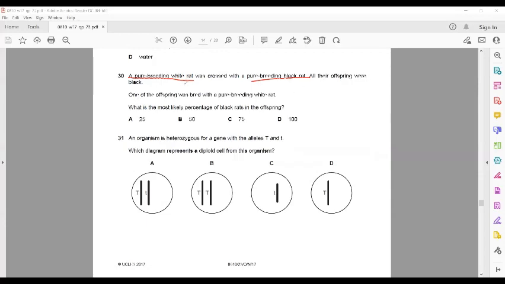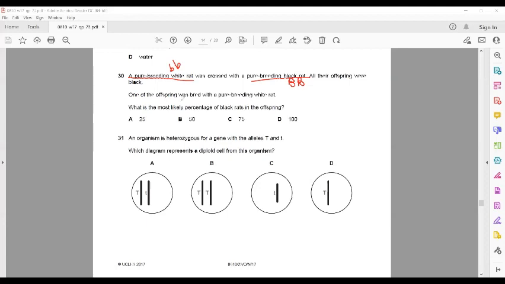All the offspring were black, so black is dominant, isn't it? So, for example, this one is BB, because both of them are homozygous. And this one, to show that it is white, because it is pure breeding, should be homozygous, small b, small b. So black is dominant, and that's why all the offspring are black in color.